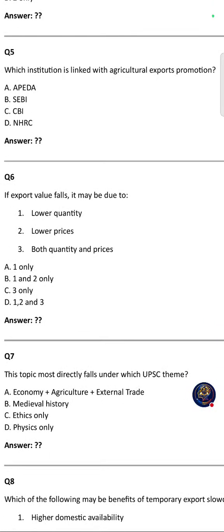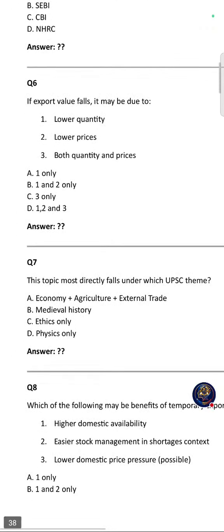Which institution is linked with agricultural exports promotion? The correct answer is APEDA. If export value falls, it may be due to 1. lower quantity, 2. lower prices, 3. both quantity and prices. All three are correct. D option.